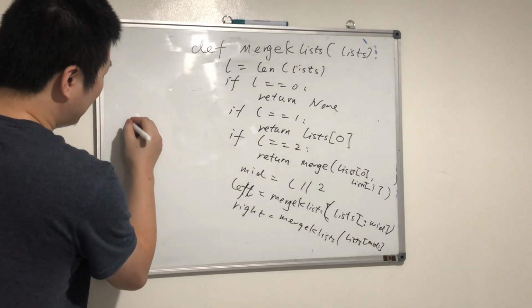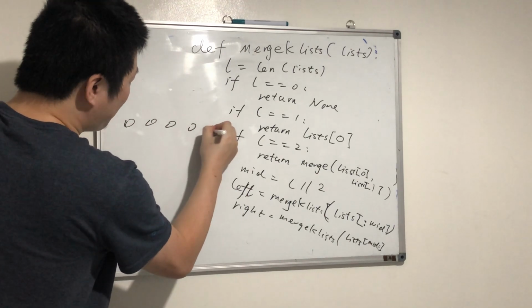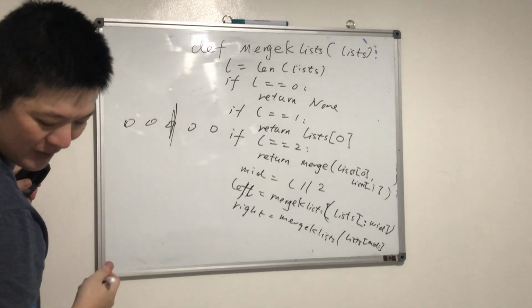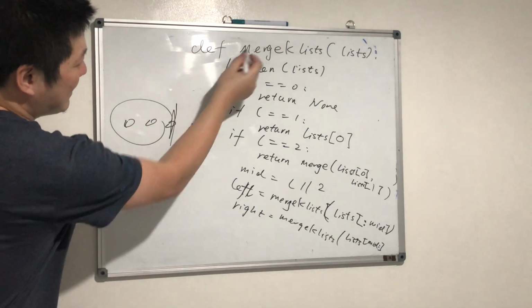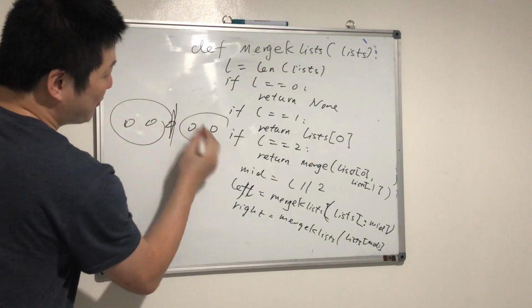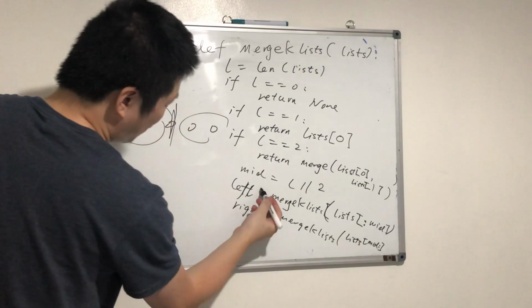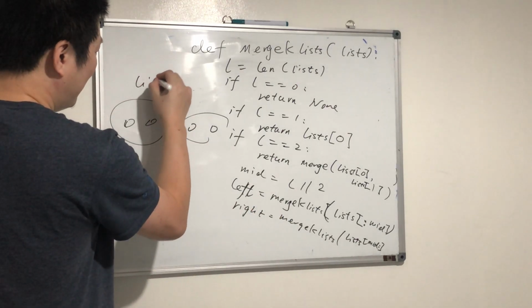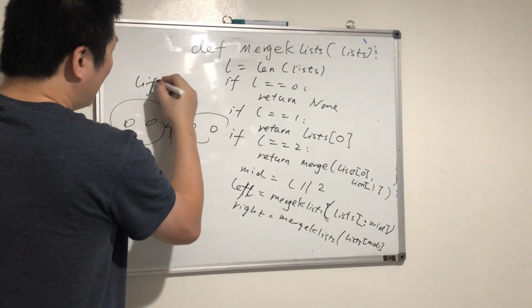So that basically you know the mid here. This is the mid. And you want to merge this half by calling itself, and merge this other half by calling itself. That's what it does, left and right. And then we have the left here, and we have the right here.